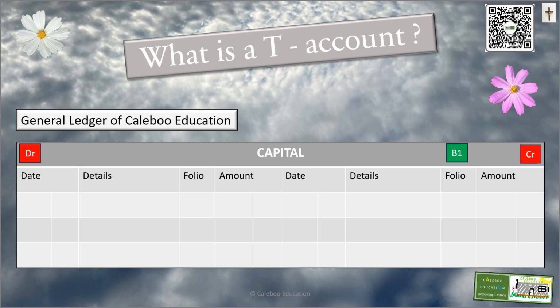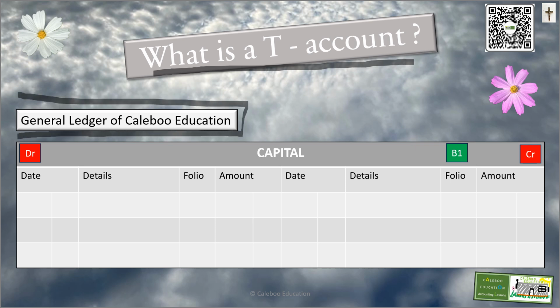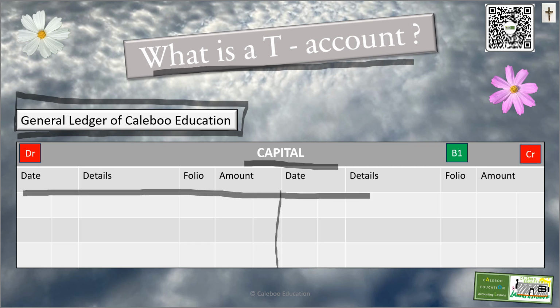So, ladies and gentlemen, what is a T account? In front of you, you have the general ledger of Calibre Education, and I've taken the capital account, one account out of the general ledger, just to demonstrate to you where the term T account comes from. Now, this capital account is divided into two sides, the left hand side and the right hand side.